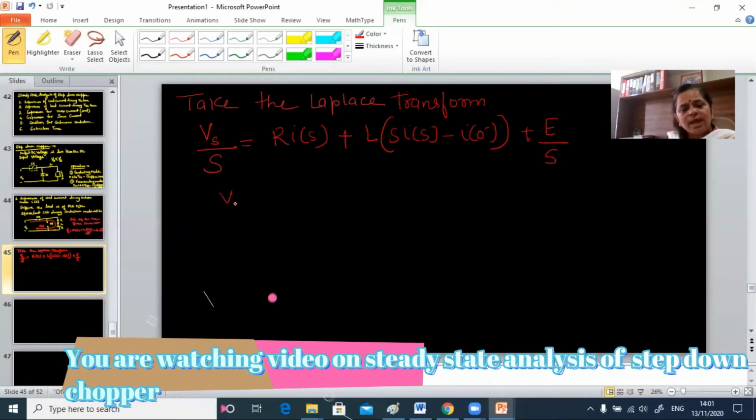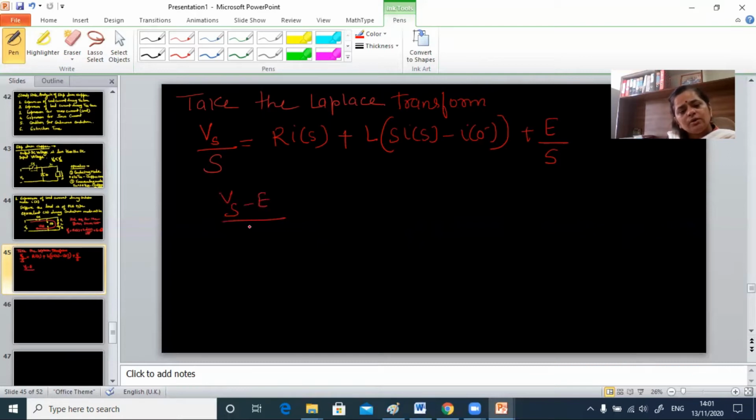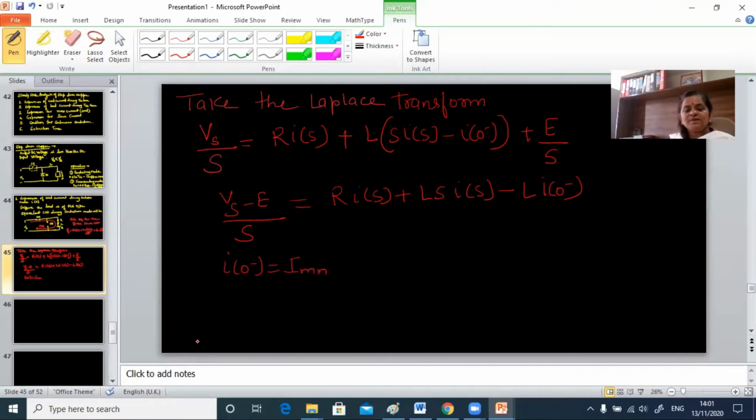E by S, let us take it to the left hand side. So Vs minus E by S and R I(S) plus L S I(S) minus L I0 minus. Now what is I0 minus? I0 minus will be the current at the starting of the turn on time, and current at the starting of the turn off time, that will be the I minimum. What is the current at the start of the turn on time? That is I minimum.